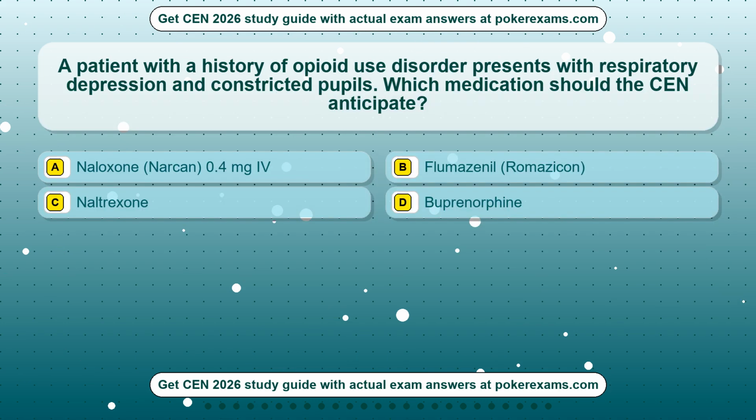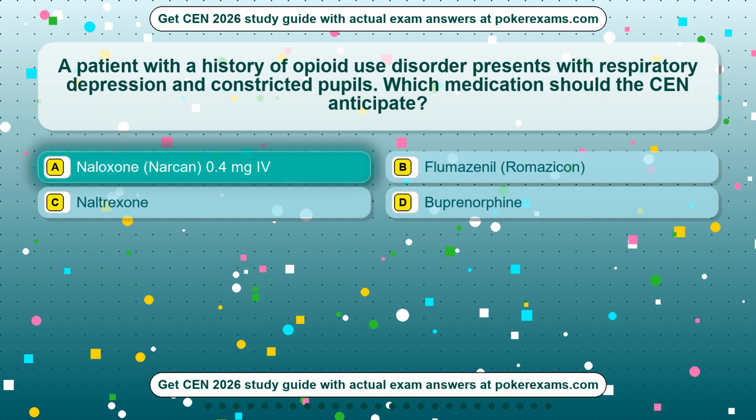Question 4. A patient with a history of opioid use disorder presents with respiratory depression and constricted pupils. Which medication should the CEN anticipate? Option A. Naloxone, Narcan, 0.4 mg IV. Option B. Flumazenil, Romazicon. Option C. Naltrexone. Option D. Buprenorphine. The correct answer is option A. Naloxone, Narcan, 0.4 mg IV.